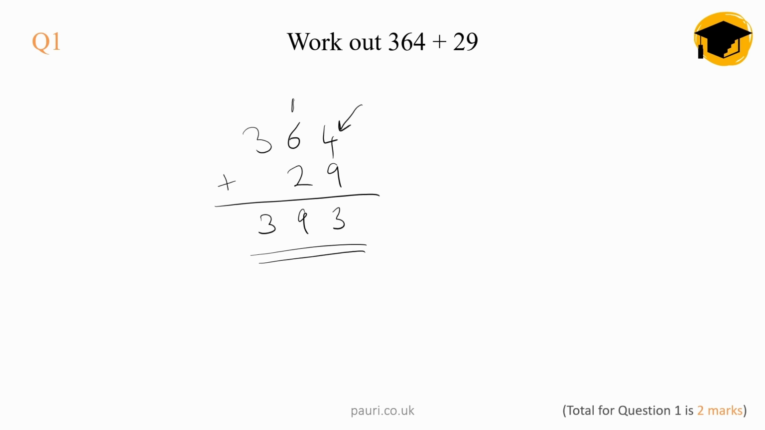My answer is 393. So where I got the middle column, 6 plus 2 is 8 plus 1, the 1 up here from when we did 4 plus 9. 4 plus 9 was 13, so 3 in the single digits, 1 in the tens column. Equivalent to saying 60 plus 20 plus 10, or 6 plus 2 plus 1, which is 9. Or 9 in the tens digit column.